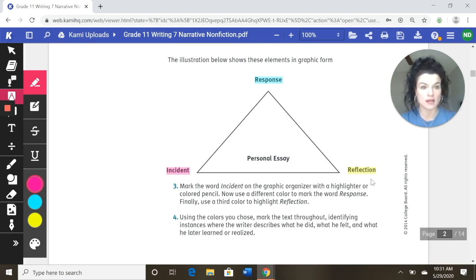You may say, well, I don't have a highlighter. Well, you can use different symbols. So maybe for incident, you're putting a star, reflection, you're putting a smiley face, and response you're putting a zigzag. Or you can be underlining it. But just as long as we're looking through this writing and we're identifying these three things.